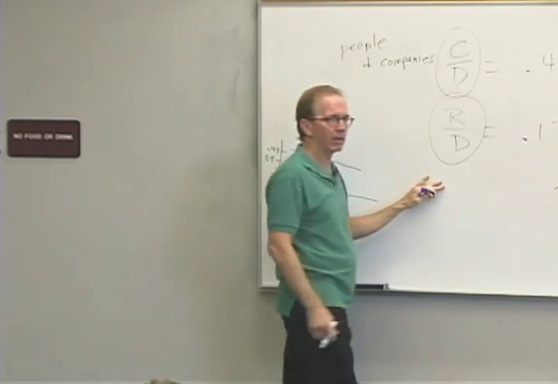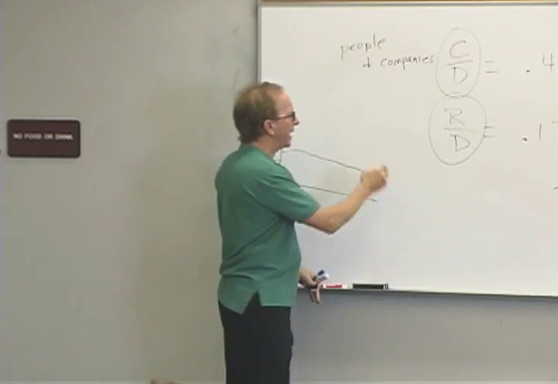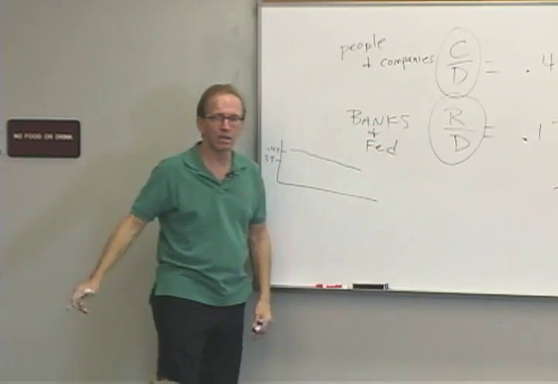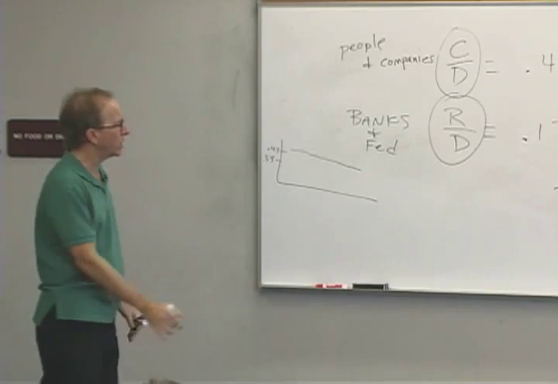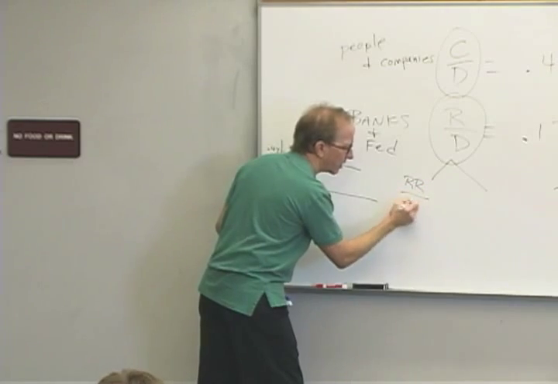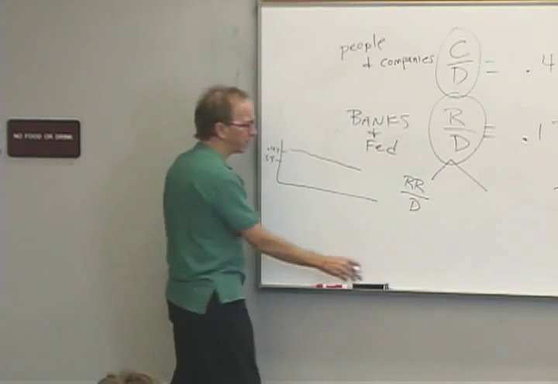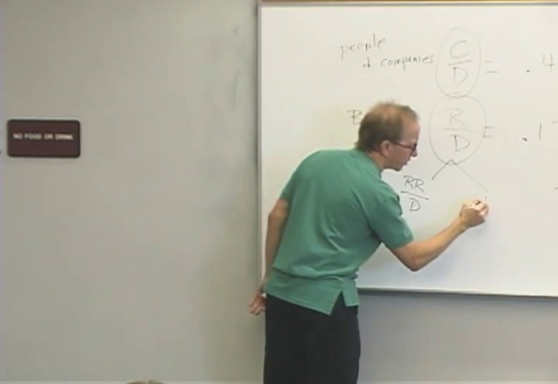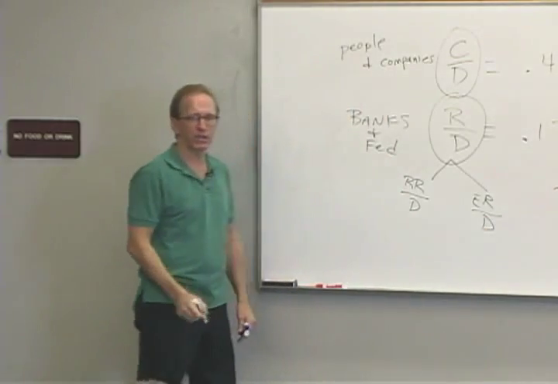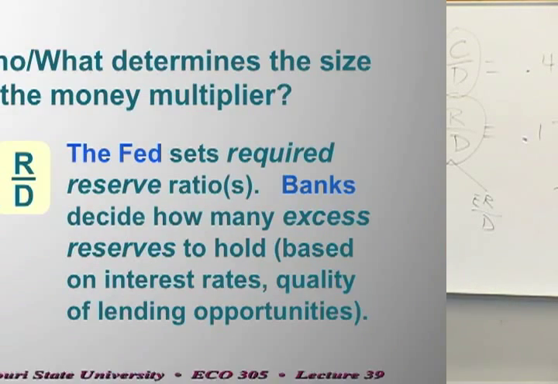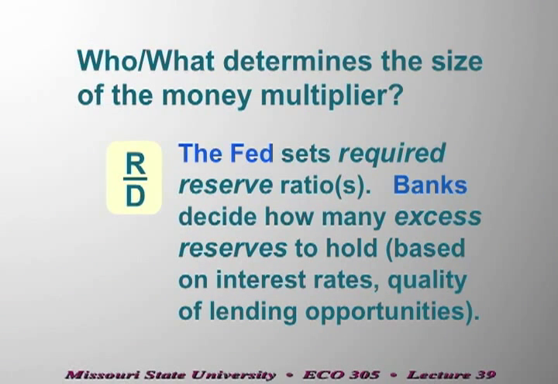What about this ratio of bank reserves to checking deposits? Banks determine this, and also the Federal Reserve. Because the Federal Reserve sets required reserve ratio, this really is two components added together. There's required reserves as a fraction of deposits. That's the part the Federal Reserve sets. And then there's excess reserves as a fraction of deposits. And so the Fed sets the one. By the way, I should have put a plus sign in there. The Fed sets the one, and the other one is set by banks.